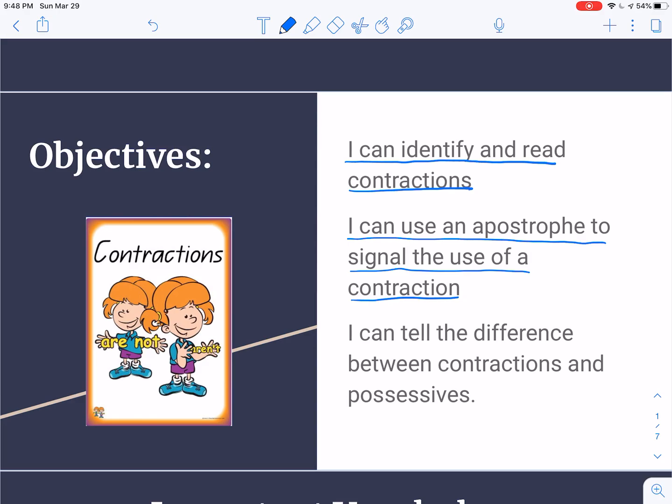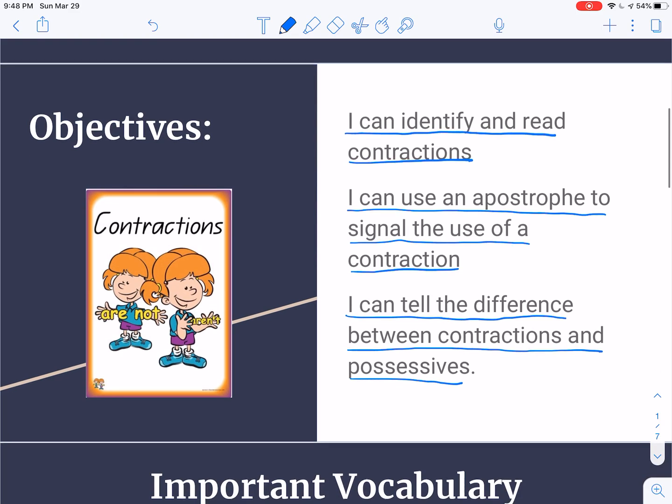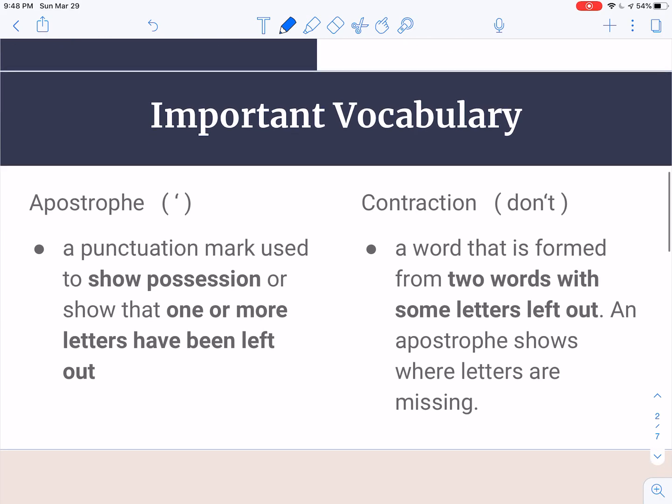And the third objective reads, I can tell the difference between contractions and possessives. Read that one with me. I can tell the difference between contractions and possessives. Great job! We're going to master all three of these objectives today. But first, let's take a look at some important vocabulary words.